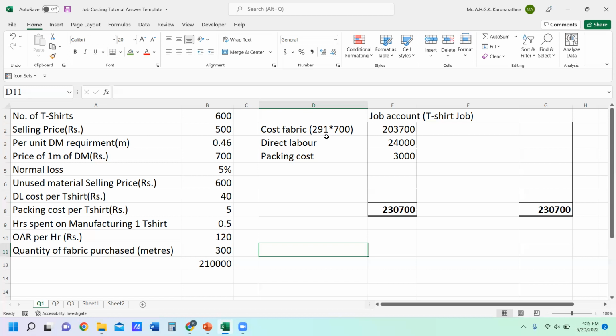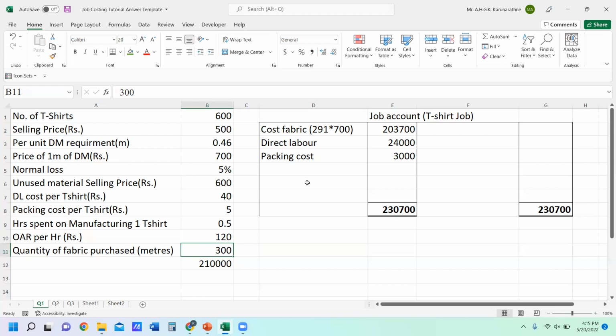So that is the supply condition we can't argue. Supply has a condition: if you buy, you must buy fabric in quantities of 100 meters. So to satisfy 291, we need 300 meters. You must buy 300 meters according to the supplier's terms and conditions.